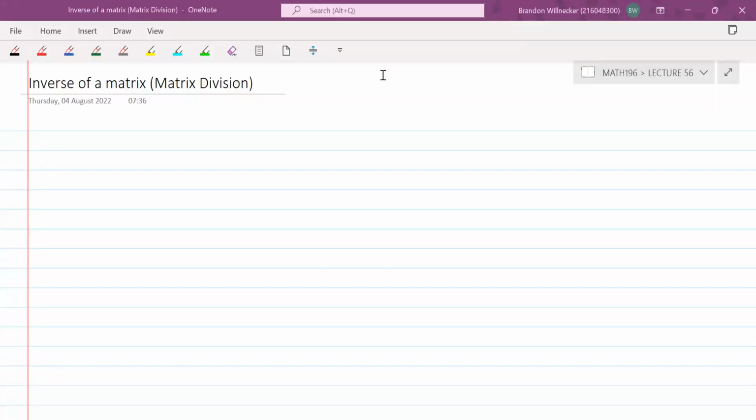Hi everyone. So today we're going to be looking at finding the inverse of a matrix. You can think of this like matrix division. So previously we went over matrix multiplication and we had something like this.